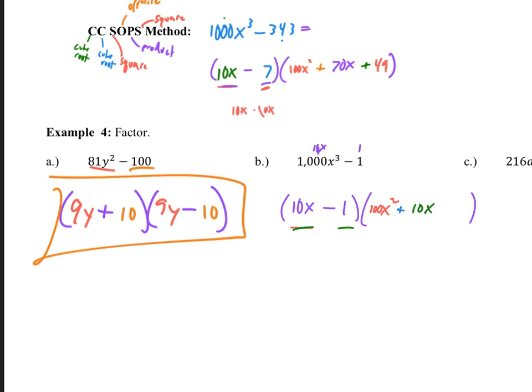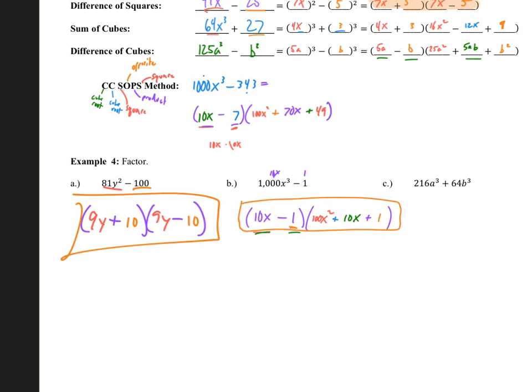The last sign is always a plus. And then the last number, the S, another square. Now I'm squaring the 1. 1 times 1 is 1. So there is my factorization for 1000x cubed minus 1.